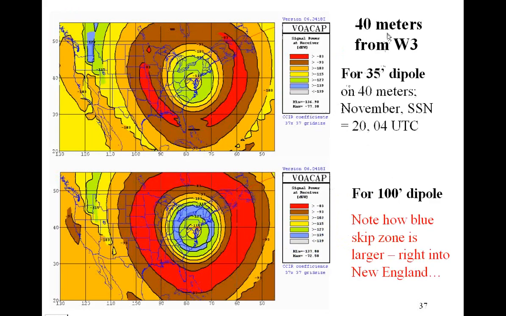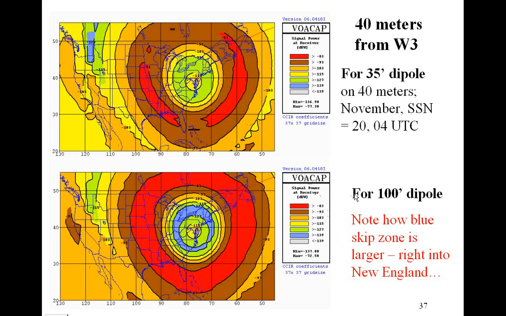One is, this is on 40 meters from Washington, D.C. at 04 UTC for a relatively low level of solar activity, just for fun. I show for a 35-foot high dipole, this is the signal strength. It's S7 really close to Washington. It degenerates down to S5, goes back up to S7, and then it goes all the way up to S9 plus 20 out here in the water. But out here in the Midwest, it's laying down a pretty good signal for a 35-foot high dipole on 40 meters.